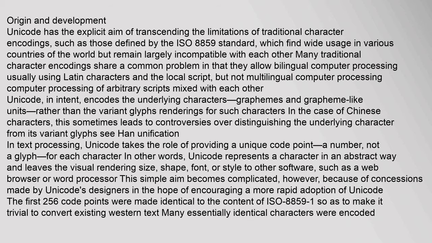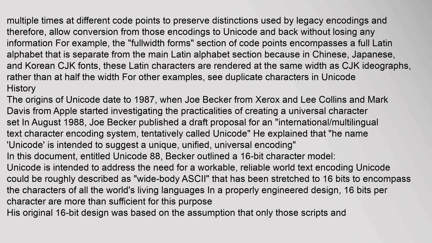This simple aim becomes complicated, however, because of concessions made by Unicode's designers in the hope of encouraging a more rapid adoption of Unicode. The first 256 code points were made identical to the content of ISO 8859-1 so as to make it trivial to convert existing Western text. Many essentially identical characters were encoded multiple times at different code points to preserve distinctions used by legacy encodings and therefore allow conversion from those encodings to Unicode and back without losing any information.